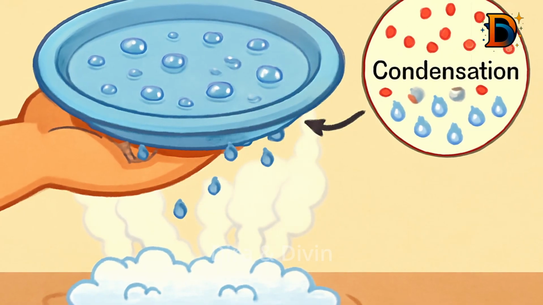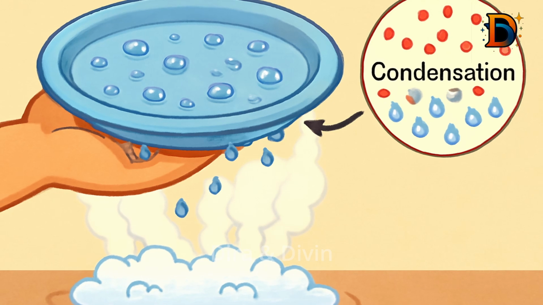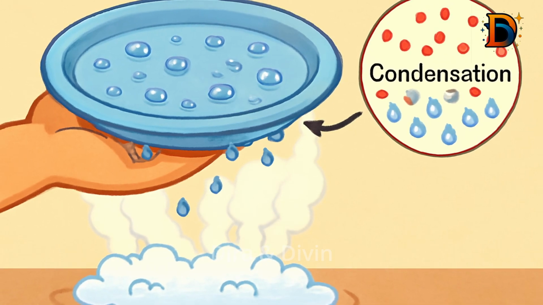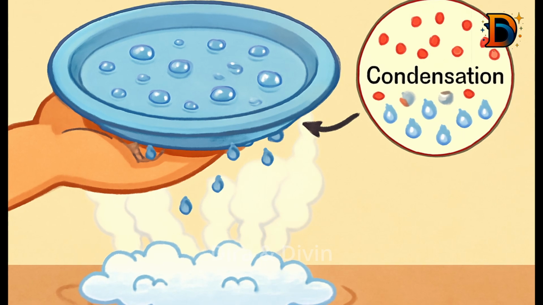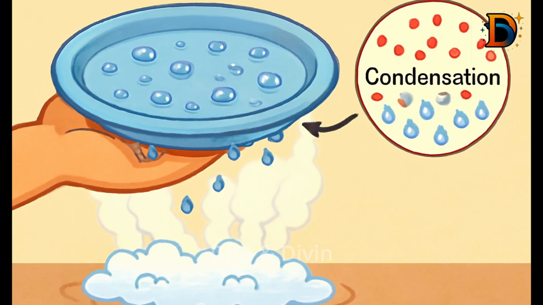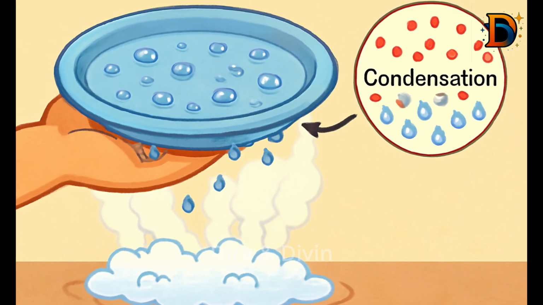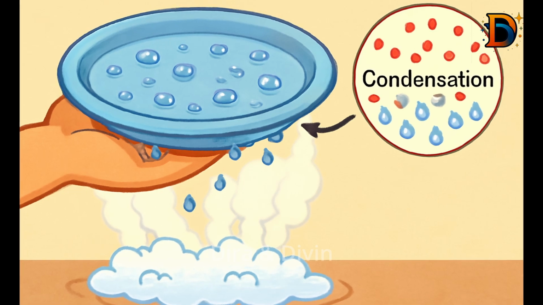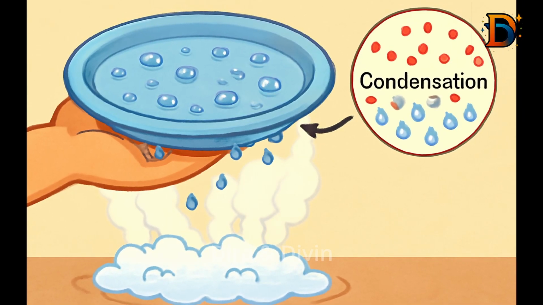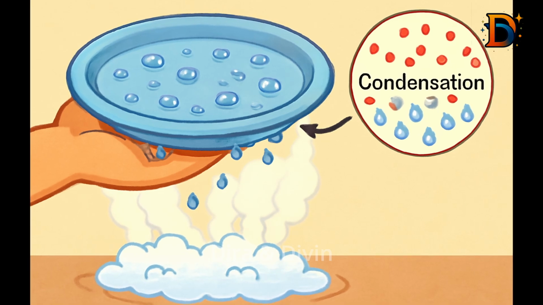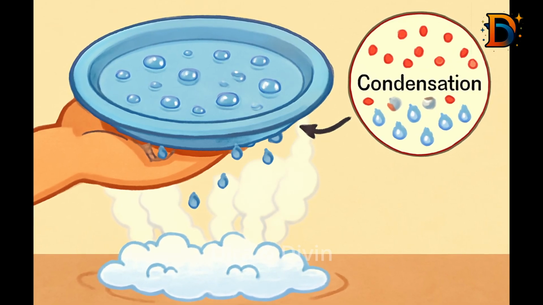Catch the steam. Hold a cold plate above the steam. Be careful not to burn yourself. Water droplets will form on the plate. This is condensation, that is turning gas back into liquid.